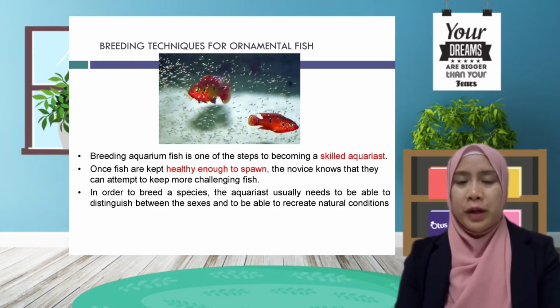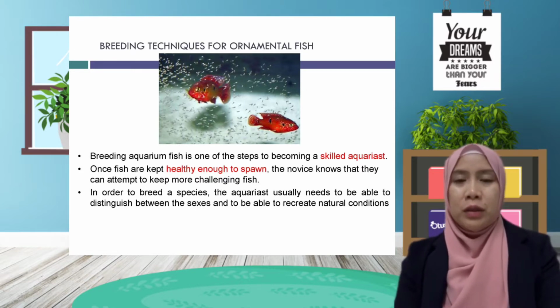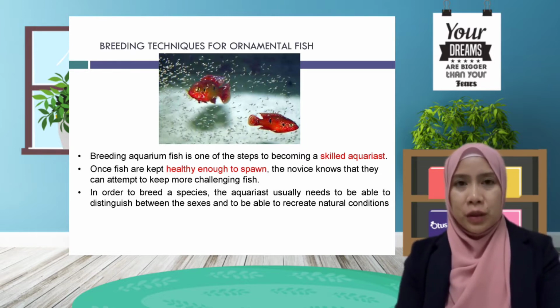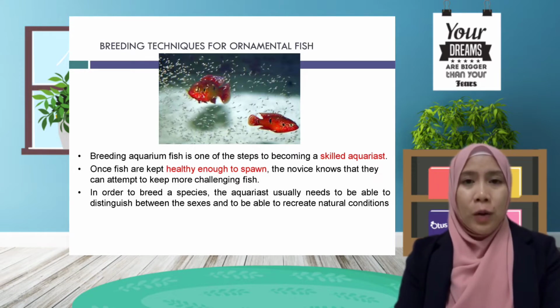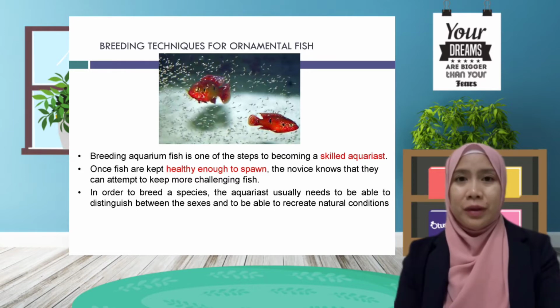In order to breed a species, the aquarist usually needs to be able to distinguish between the sexes and to be able to recreate natural conditions to stimulate spawning. Always record your successes and failings in a notebook.